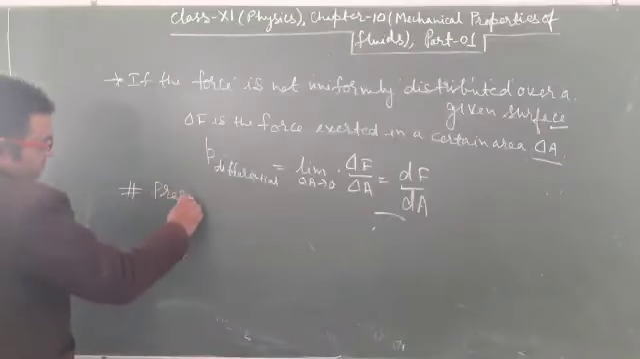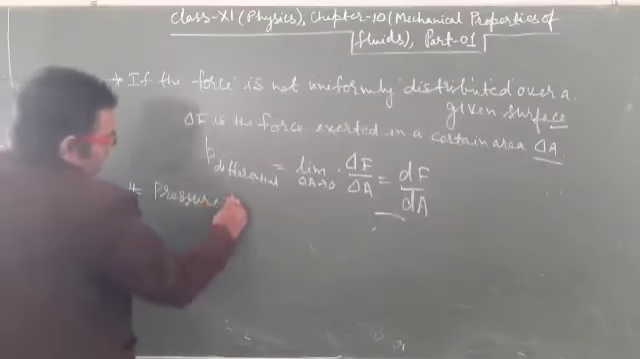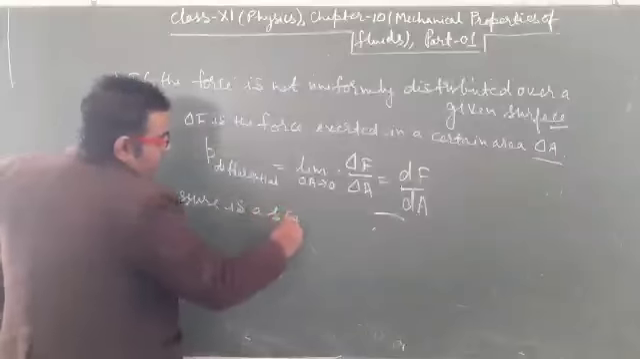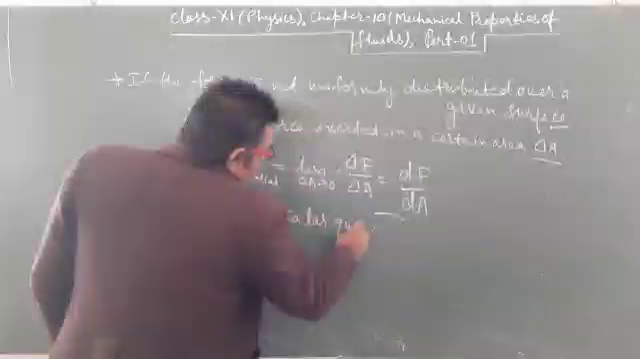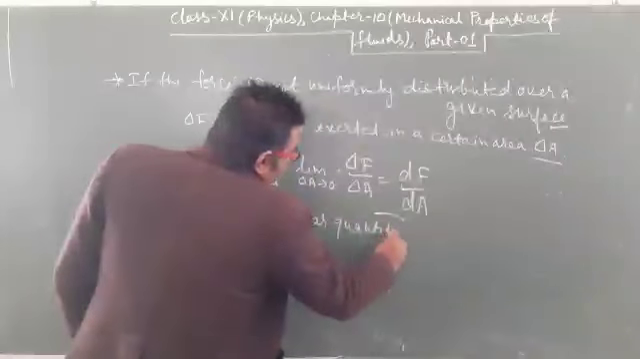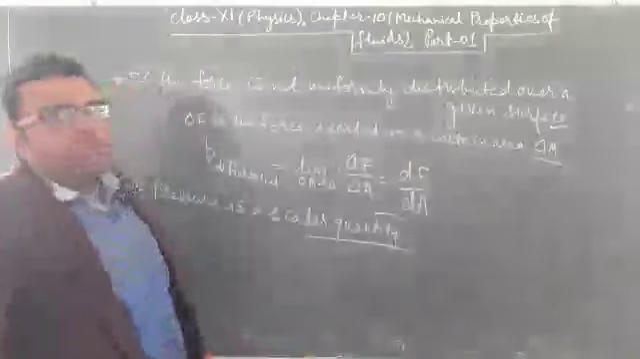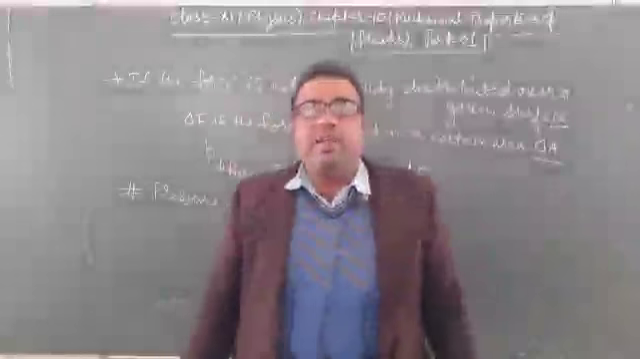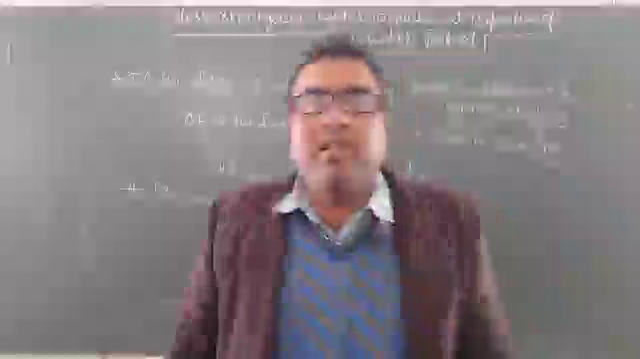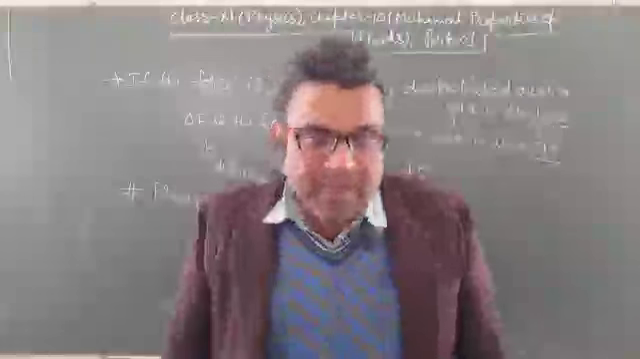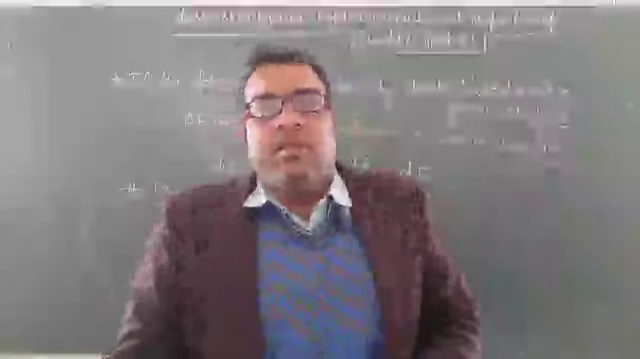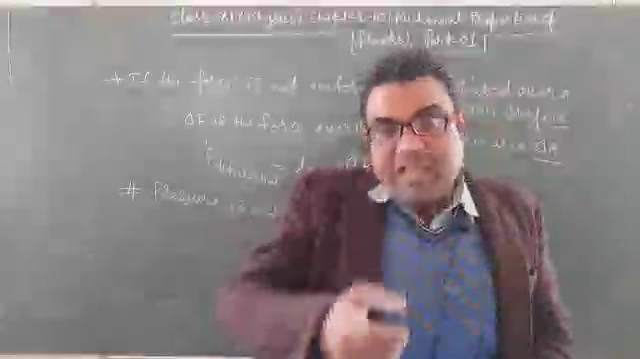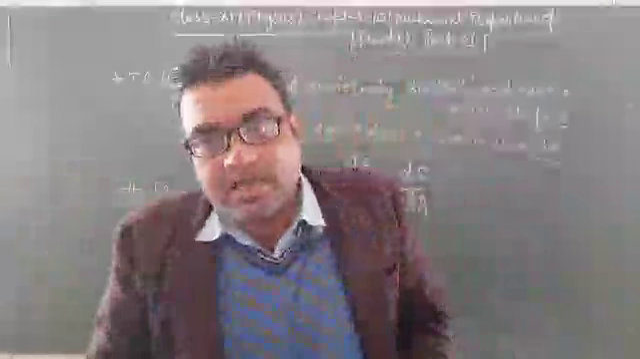Now pressure is a scalar quantity. Why is pressure a scalar quantity? Because the magnitude of pressure in a liquid is the same in different directions inside the liquid, since the pressure does not change with direction. So we say that pressure is a scalar quantity.